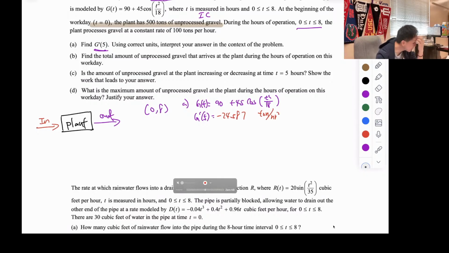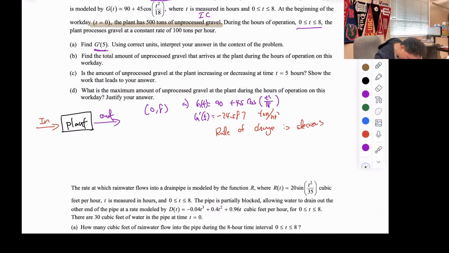Does that make sense? So you can say the rate of change is decreasing at negative 24.587 tons per hour squared, and done. The rate of change of gravel arrival. Does that make sense?